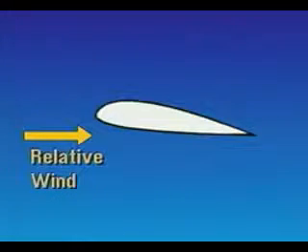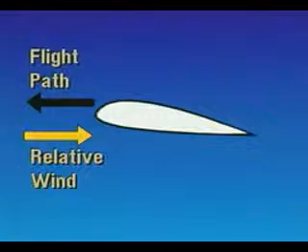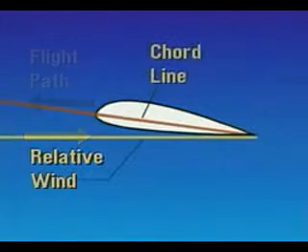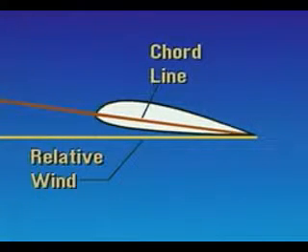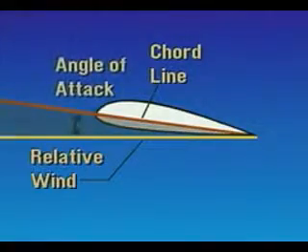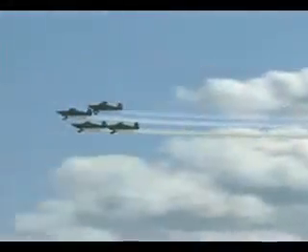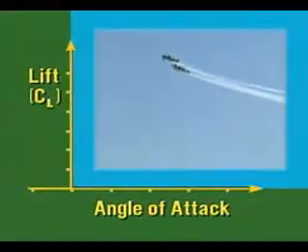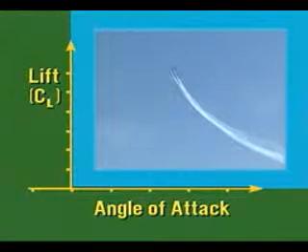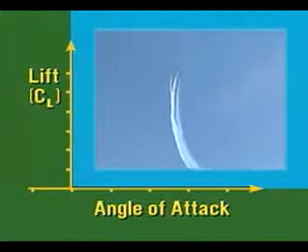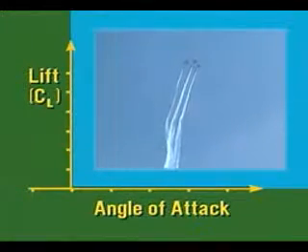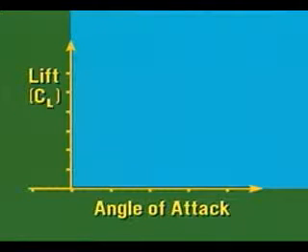Any object moving through the air encounters a relative wind. This wind is always parallel to and opposite the flight path. The angle formed between the relative wind and the chord line is called the angle of attack. A way to measure lift as it relates to angle of attack is the mathematical expression, coefficient of lift, or CL, which is determined by wind tunnel tests and is based on the design of the airfoil.